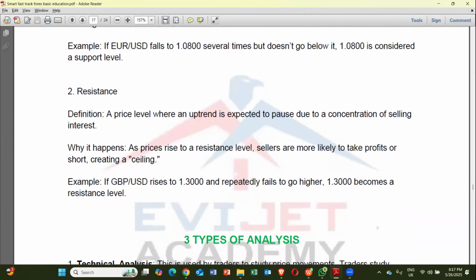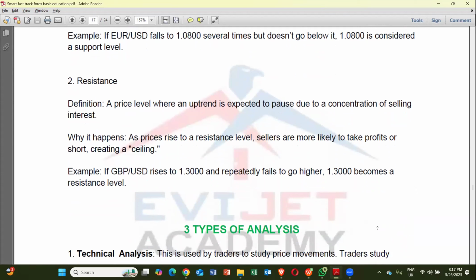A resistance definition: a price level where an uptrend is expected to pause due to a concentration of selling interest. Why does it happen? As price rises to a resistance level, sellers are more likely to take profits or open shorts, creating a ceiling. It's the same thing when you stand in a storey building between two deckings. The floor is a decking, the ceiling is a decking. You cannot pass through the decking easily to go up.